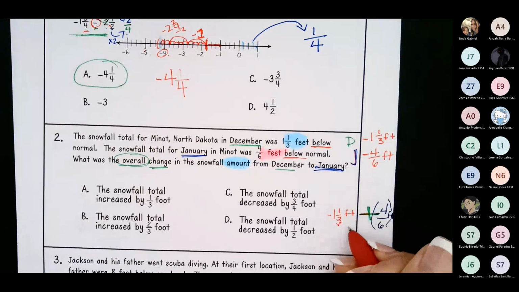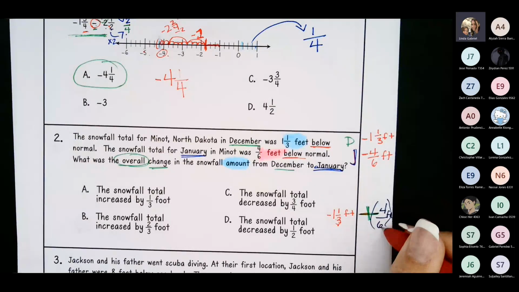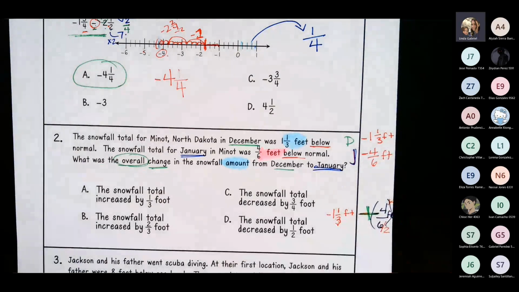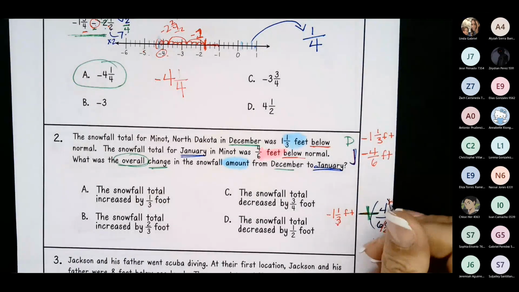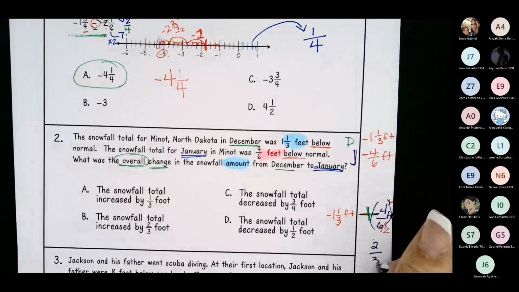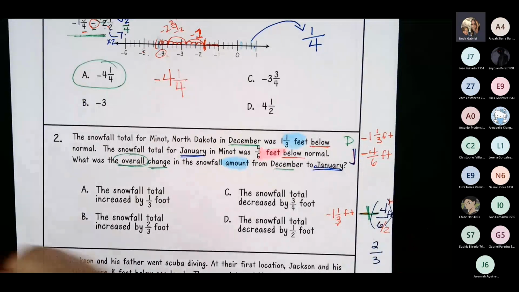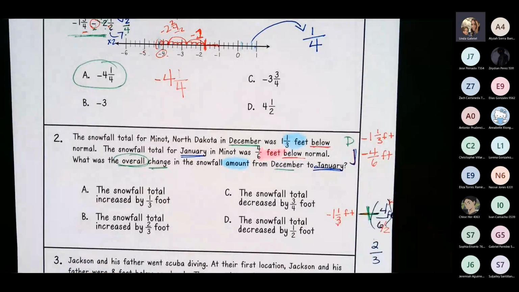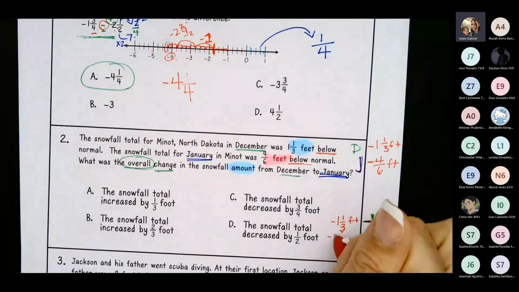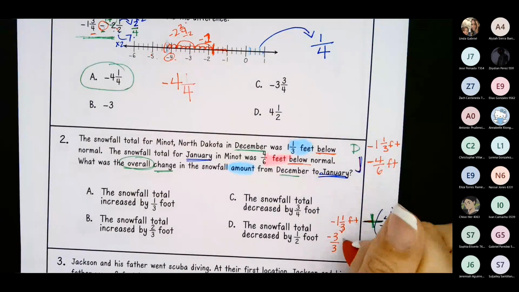I have 4/6. I have two even numbers. I know I can divide by 2. 6 divided by 2 is equal to 3. Right? So I'm going to go ahead and do 4/6 and turn that ratio fraction. 4 divided by 2 is 2. 6 divided by 2. Okay? And then I want to turn this into a mixed number to make this a little bit easier to work with, right? So -1 is equal to -3/3.